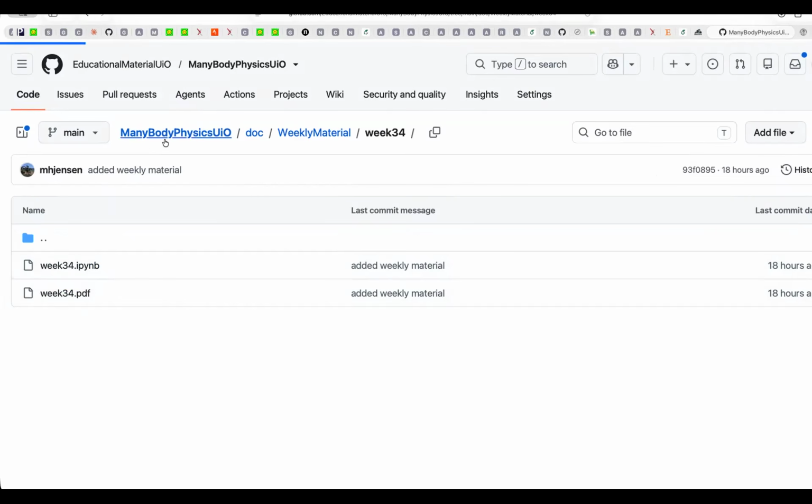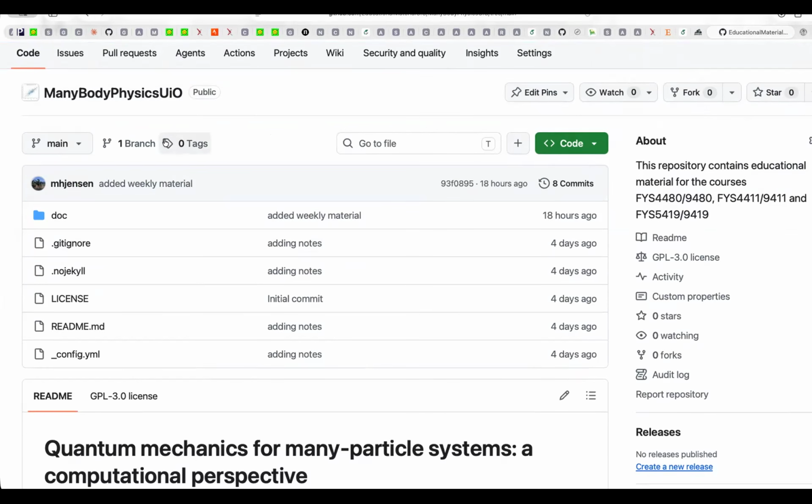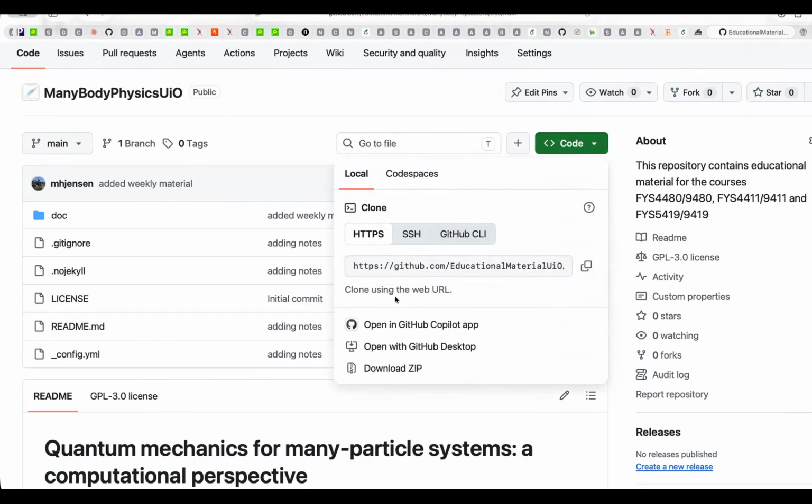Is everybody familiar with this kind of version control software like Git, providers like GitHub, GitLab? So you know that you can now just pull down everything here and put it on your laptops and use it as your own teaching material.